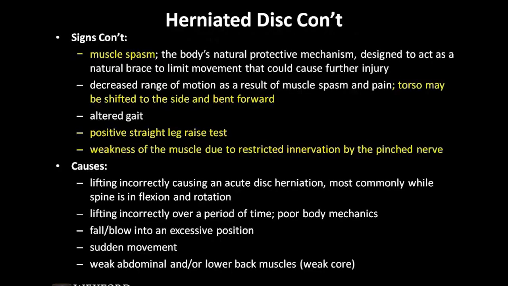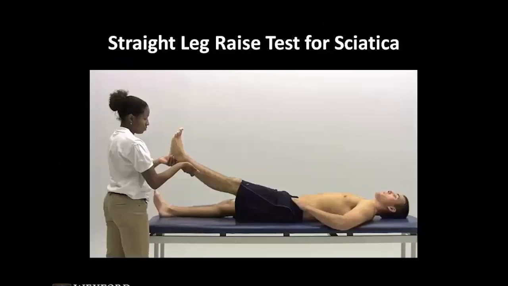Continued symptoms of a herniated disc may include muscle spasm, a shifted torso, a positive straight leg raise test, and weakness of the muscle due to restricted innervation by the pinched nerves. The causes are the same as for a low back muscle strain. The straight leg raise test for sciatica is positive if nerve symptoms down the leg are reproduced.